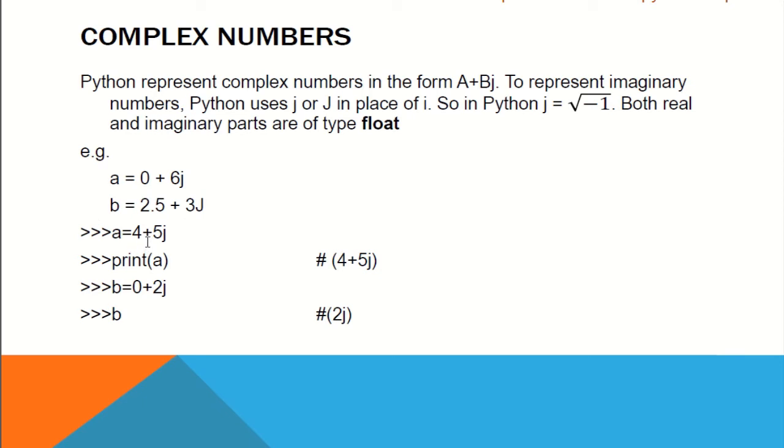So a equal to 4 plus 5j. What will be the printed output? 4 plus 5j will be the output. Okay, 0 plus 2j. What will be the output? 2j. 0 plus anything is what? Anything, no? So 2 plus 2j will be represented.